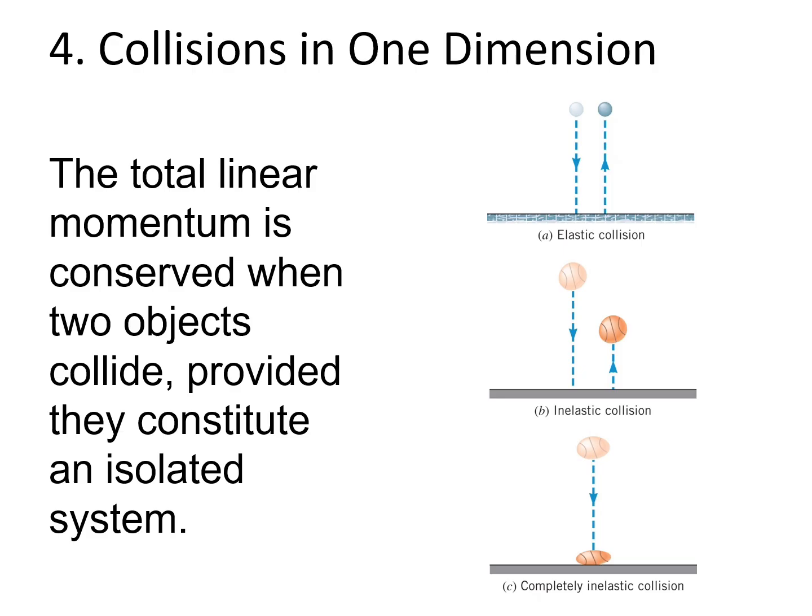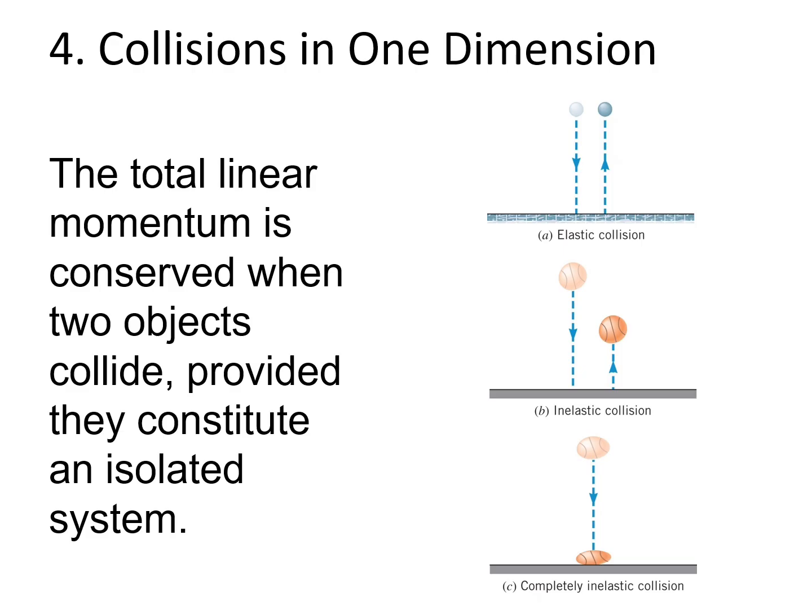Let us begin with the basic condition for using momentum conservation in a collision. The total linear momentum is conserved when two objects collide, provided the two objects make up an isolated system. In practical terms, isolated means the net external force on the system is zero or small enough to ignore during the short collision time. During the collision, the objects exert forces on each other. Those are internal forces if both objects are included in the system.